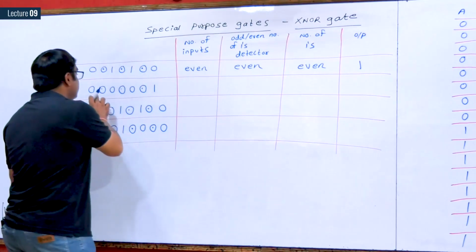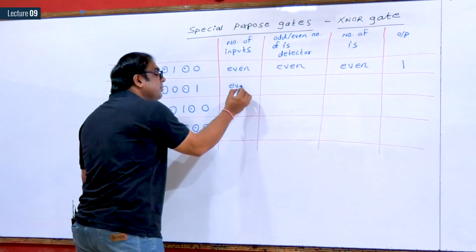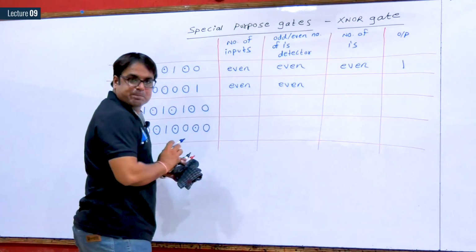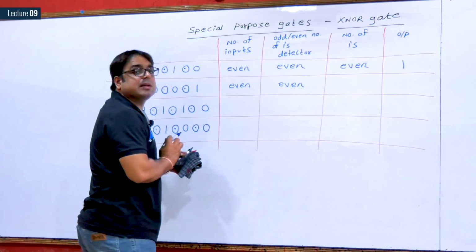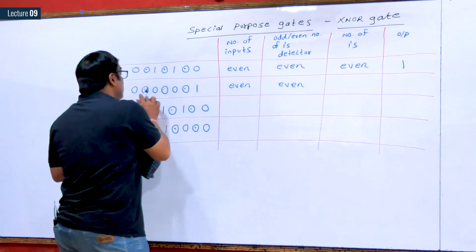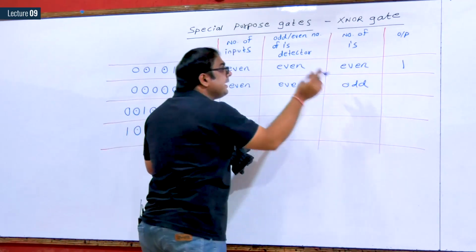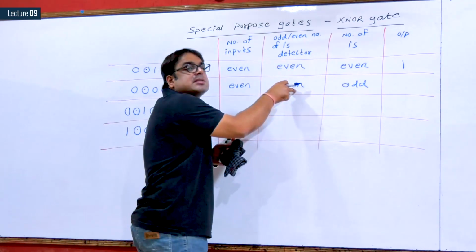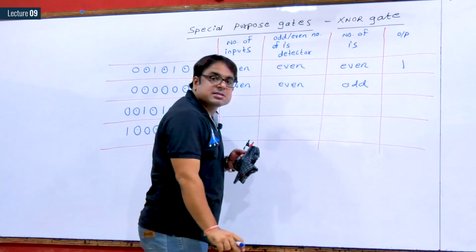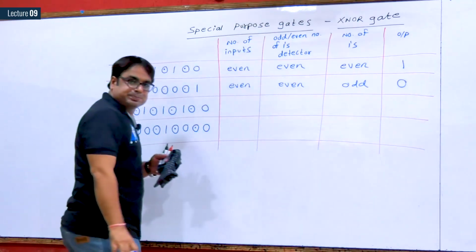See, next case, how many inputs are there? 4 inputs. Even number of inputs, so even number of ones detector. But now let me check how many ones are there. Only 1, which is an odd number. It is an even number of ones detector, but we are not getting an even number of ones. So it will not be detected. Not detected means 0.